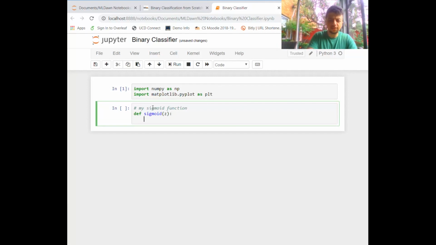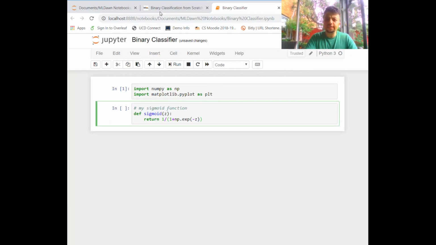And then what it would return exactly? 1 over 1 plus numpy exponential minus z. And you can always put the whole thing into brackets just to make sure that 1 plus e to the power minus z, all of it, is your denominator. So this is basically your sigmoid function, right?